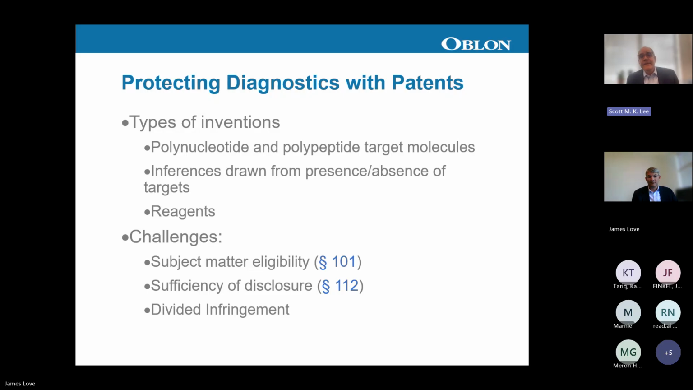So this slide just lists some of the types of inventions. There are the target molecules. Often these are going to be polynucleotides or polypeptides. There's the inference, where you detect or don't detect the presence or absence of a marker, and then draw an inference about a disease state or a probability of developing a disease state from that. And finally, reagents.